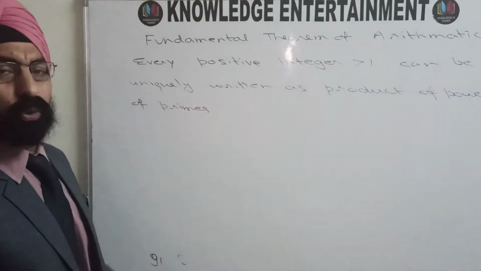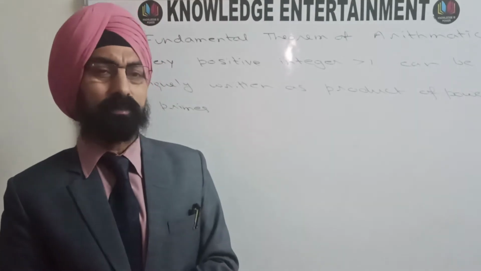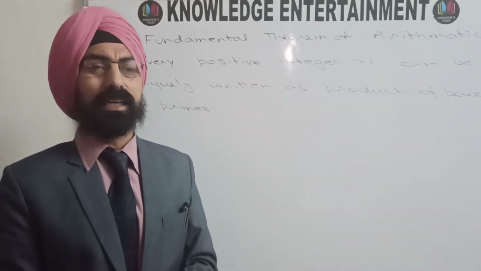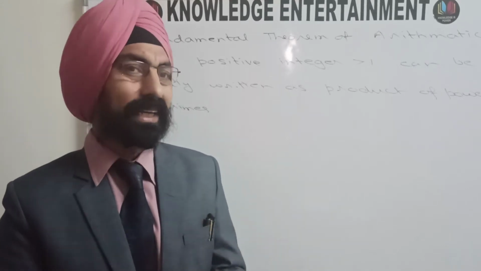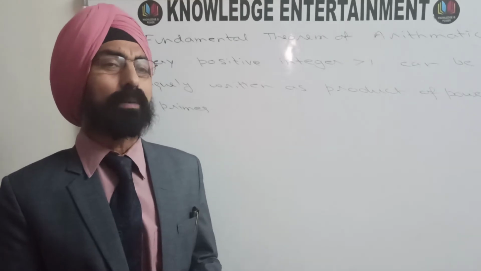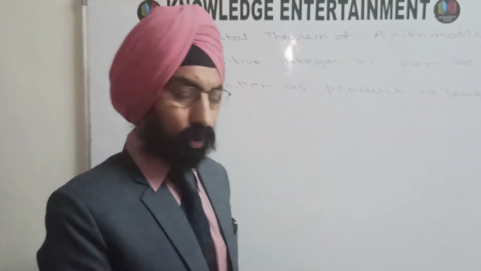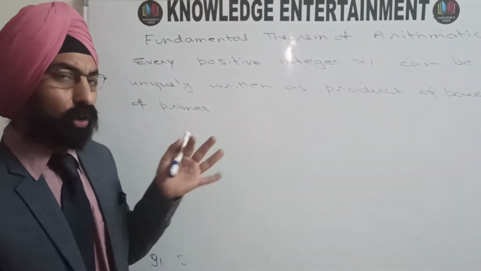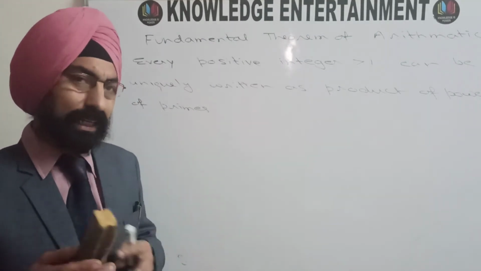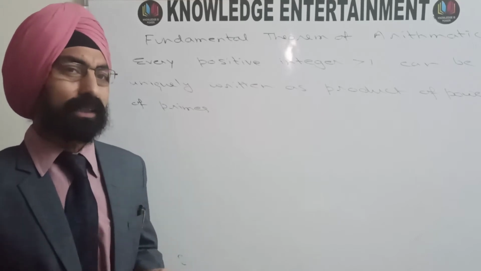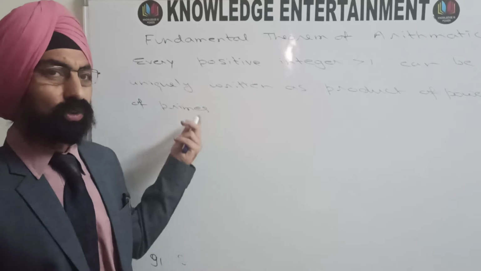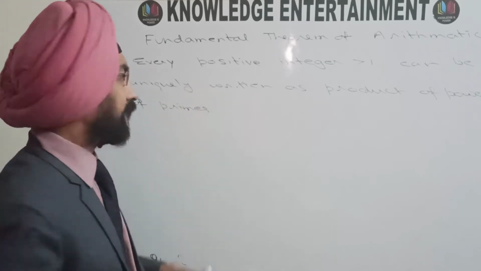Before proving this theorem, I'll need two more results, which I'll name lemma 1 and lemma 2. I'll prove the two lemmas and then I'll use them to prove this theorem. I think you must have noted down the statement of the fundamental theorem of arithmetic, and now I'm moving on to the two lemmas. The results of these two lemmas will be needed to prove the fundamental theorem of arithmetic.